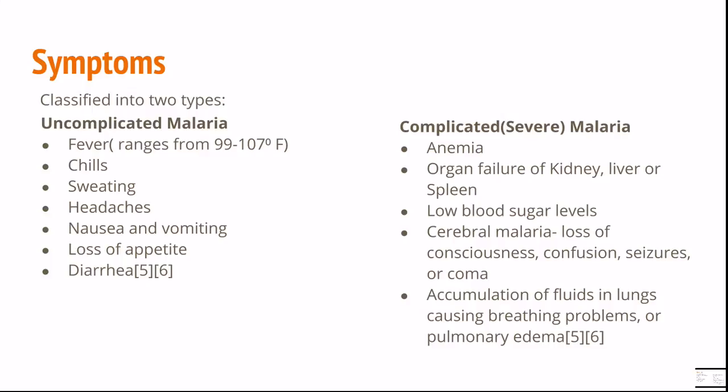Malarial symptoms are classified into two types: the uncomplicated or mild symptoms and the complicated or severe symptoms. The uncomplicated symptoms can be controlled using medications, but the complicated symptoms cannot usually be controlled because they are caused by the most detrimental species of the Plasmodium genus, which are Plasmodium falciparum and Plasmodium vivax.